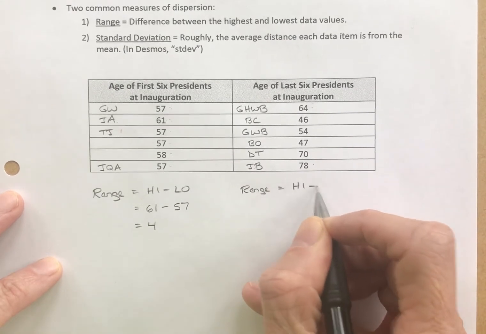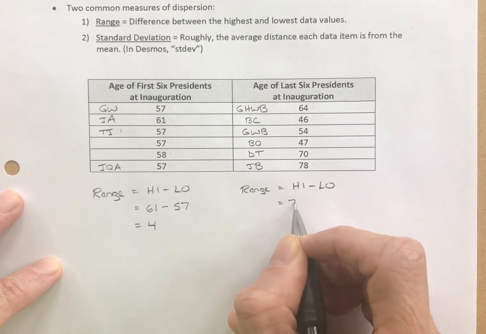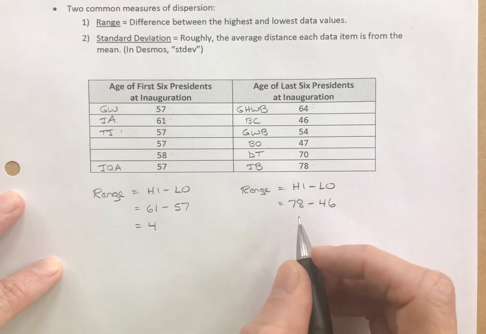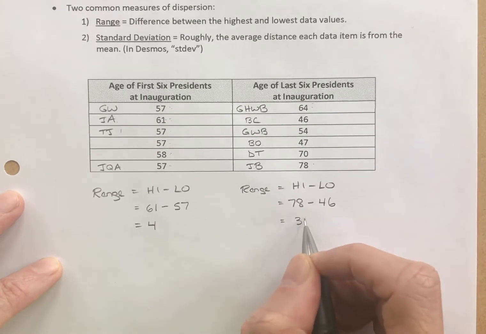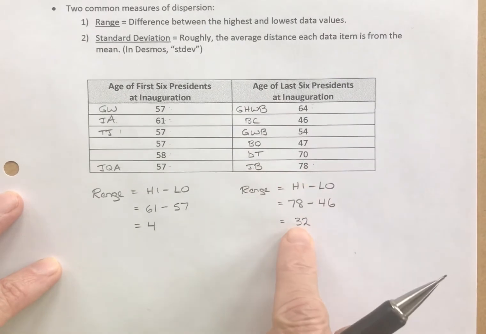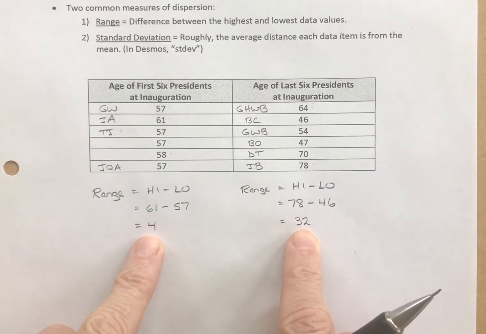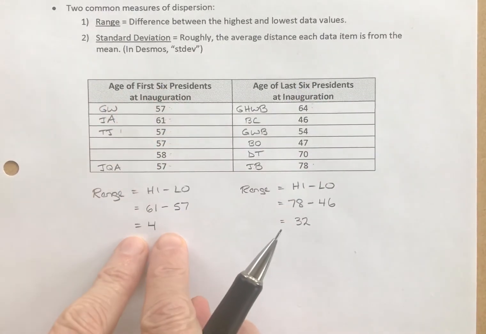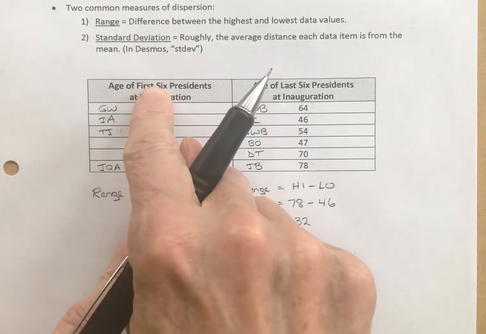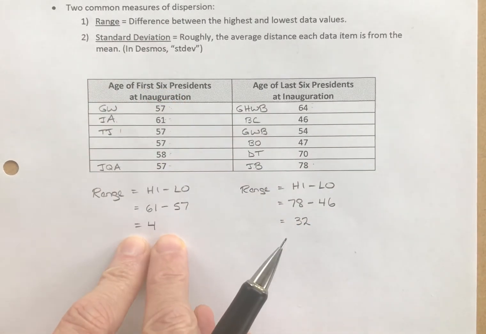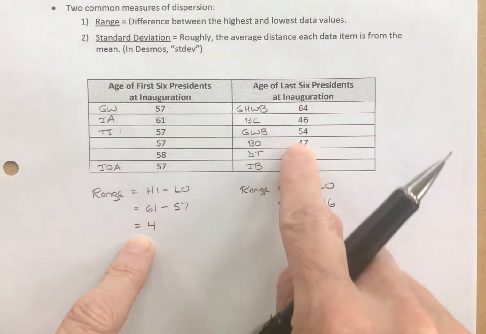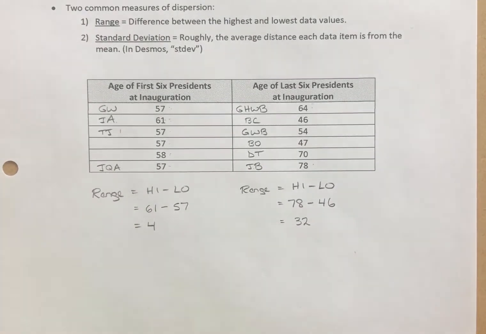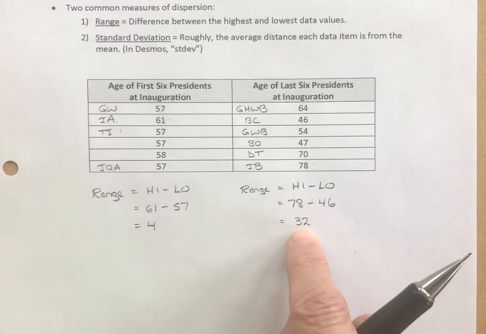Let's take a look at the range for the last 6 presidents. Again, the range is the high minus the low. Joe Biden was the oldest. The youngest is Bill Clinton at 46. And so the range for this data set of these 6 presidents is 32. Quite a difference here. So we can see that obviously the spread of the ages for the first 6 presidents is significantly less than the spread of the ages for the last 6 presidents. So that's one common measure, the range.